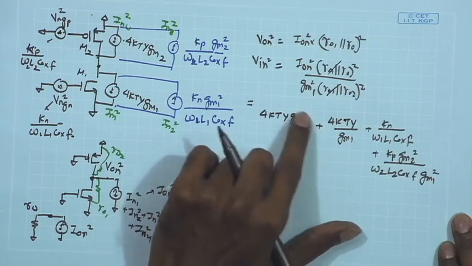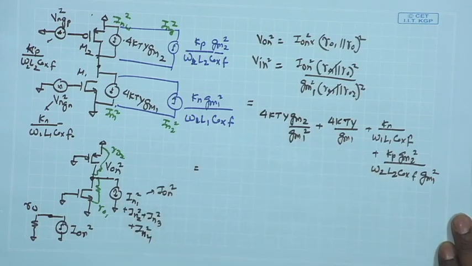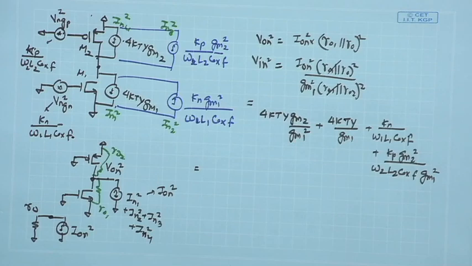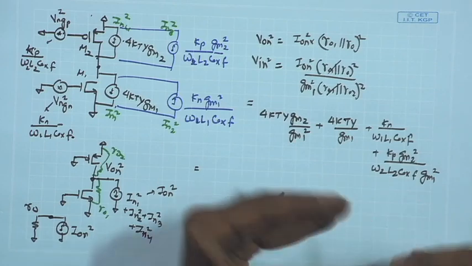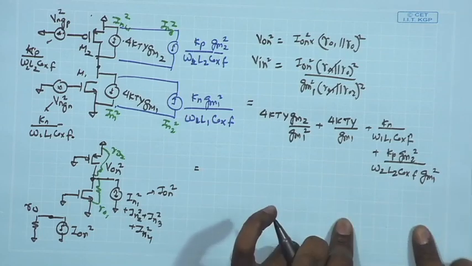From here I can find out the expression for GM1 in terms of W/L and the parameters of the MOSFET, the bias current of the MOSFET, and arrive at the dependencies, how this overall input referred noise depends upon the sizing factors and the bias current of the circuit.